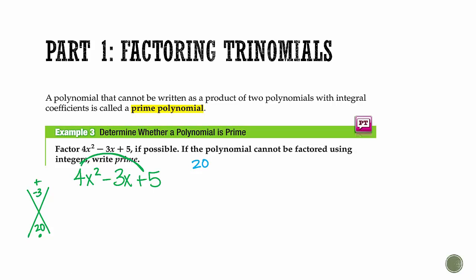So if I wanted to factor 20, I have 1 and 20. There's no way those are going to add to negative 3. I have 2 and 10, again, same thing, and I have 4 and 5. Those are my only options, and there's no way that these guys add or subtract to make negative 3. So once you've proven that, then you can write prime. This cannot be factored.